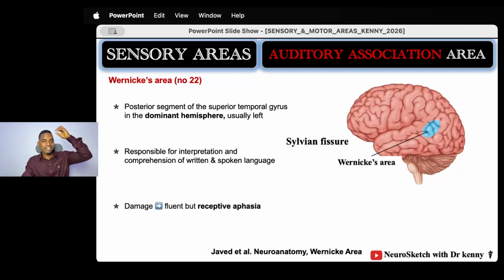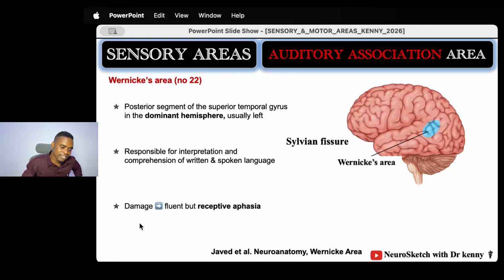If I have damage to the left hemisphere, which is dominant for me, and damage, for example, to this region, which is Wernicke's area, Brodmann area number 22, I might not be able to understand what people are saying. Or when I want to talk, I will say something that doesn't make any sense, because I don't have that part that is responsible for interpretation and comprehension of written and spoken language, and that's Brodmann area number 22. We're going to see it later.